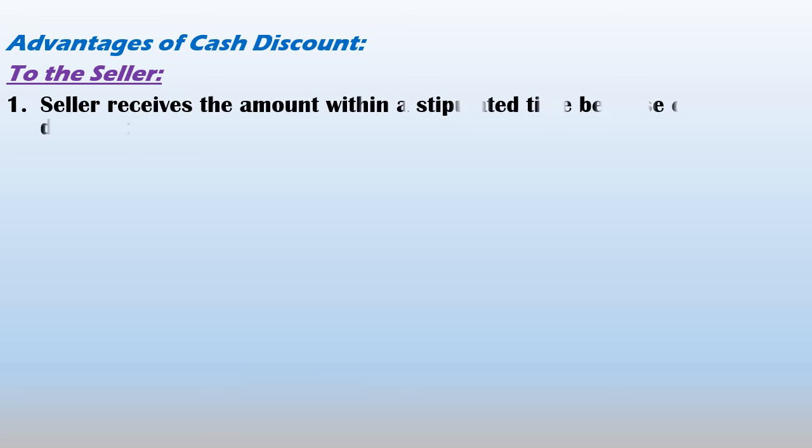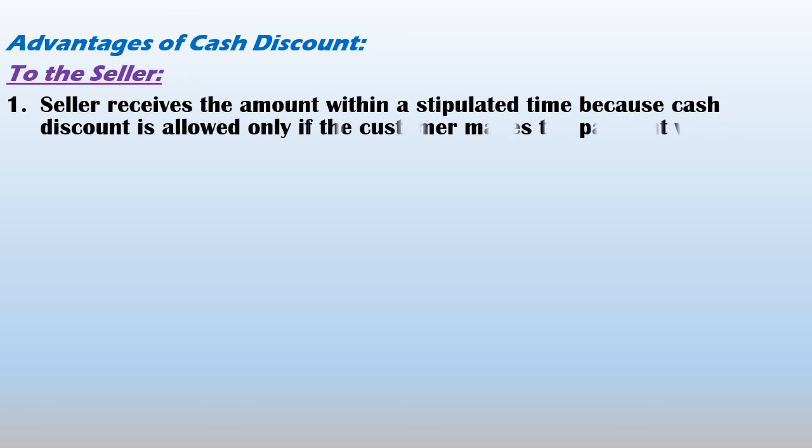Advantages of cash discount to the seller. The seller receives the amount within a stipulated time, because cash discount is allowed only if the customer makes payment within the specified period. So it is an advantage to the seller, because the customer, in order to get the advantage of cash discount, will make the payment within that given time.